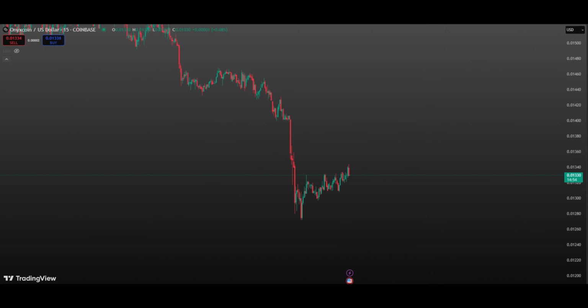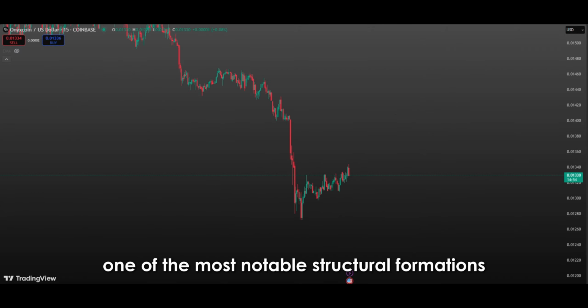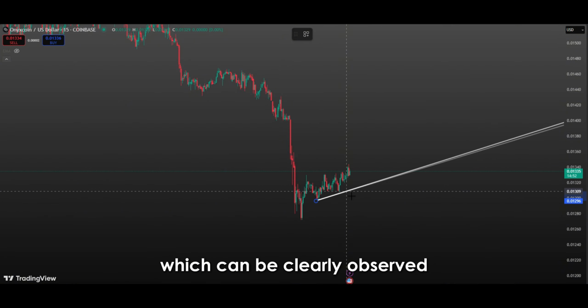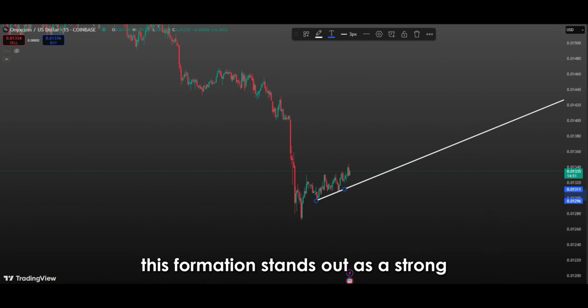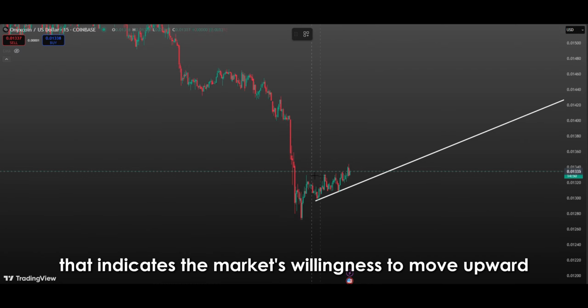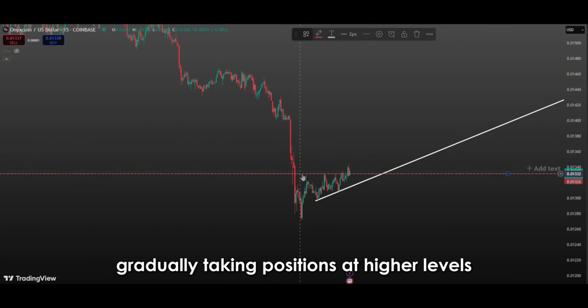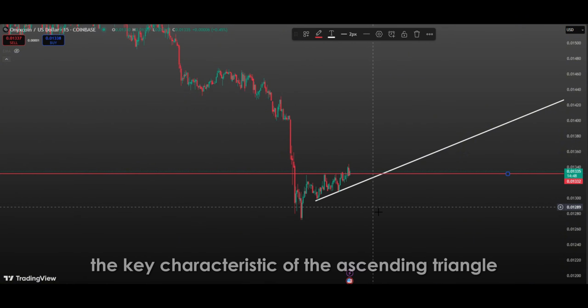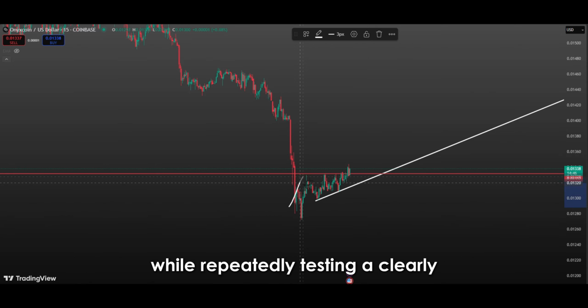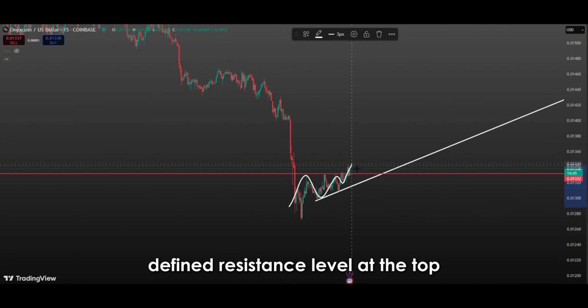Stay tuned. When analyzing the chart, one of the most notable structural formations is the ascending triangle pattern, which can be clearly observed. This formation stands out as a strong technical structure that indicates the market's willingness to move upward, with buyers gradually taking positions at higher levels. The key characteristic of the ascending triangle is that the price forms higher lows on each pullback, while repeatedly testing a clearly defined resistance level at the top.